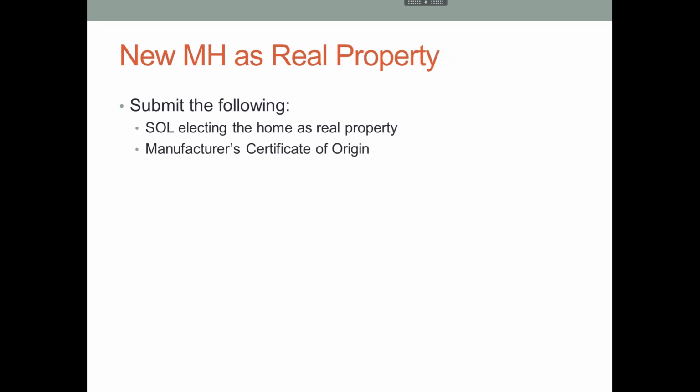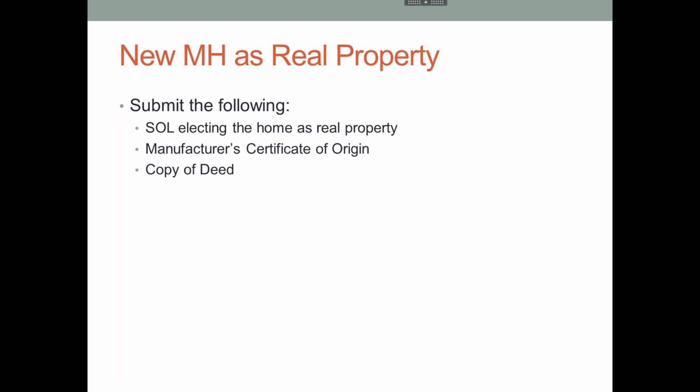You want to make sure that you submit the manufactured certificate of origin. This is kind of a birth certificate for the manufactured home itself, and the manufacturer or installer will have this information. So if you have a brand new mobile home, you could go to the listing agent or the buyer's agent, whoever is dealing with getting that home on the property, tell them you need a manufactured certificate of origin. They should be able to provide that information for you.